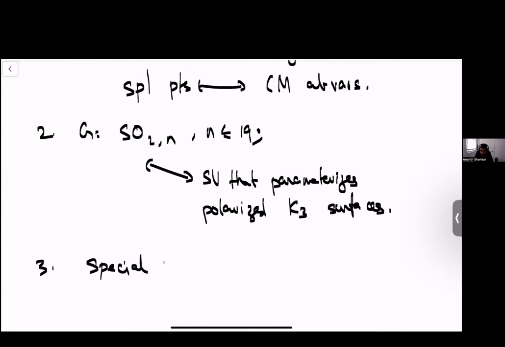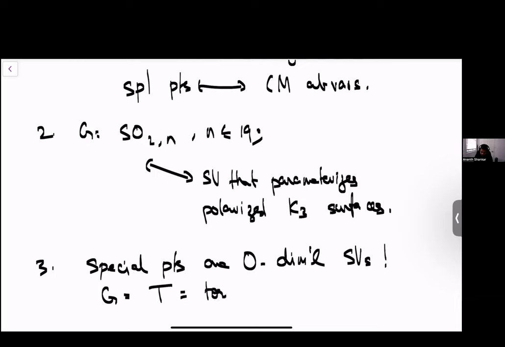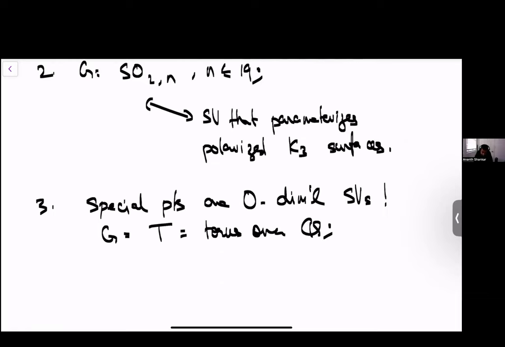Special points should be thought of as Shimura varieties in their own right. In fact, they are zero-dimensional Shimura varieties. Strictly speaking, connected components of zero-dimensional Shimura varieties. They are associated to tori. And special points, as I said earlier, are all defined over Q bar.